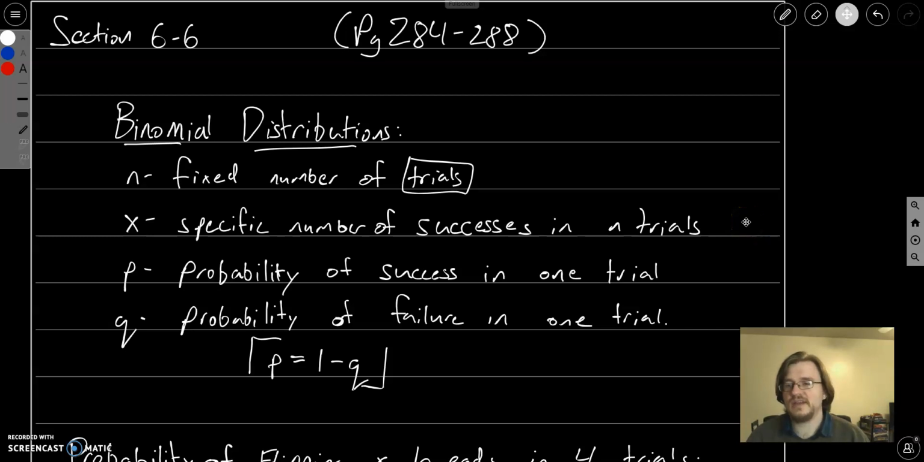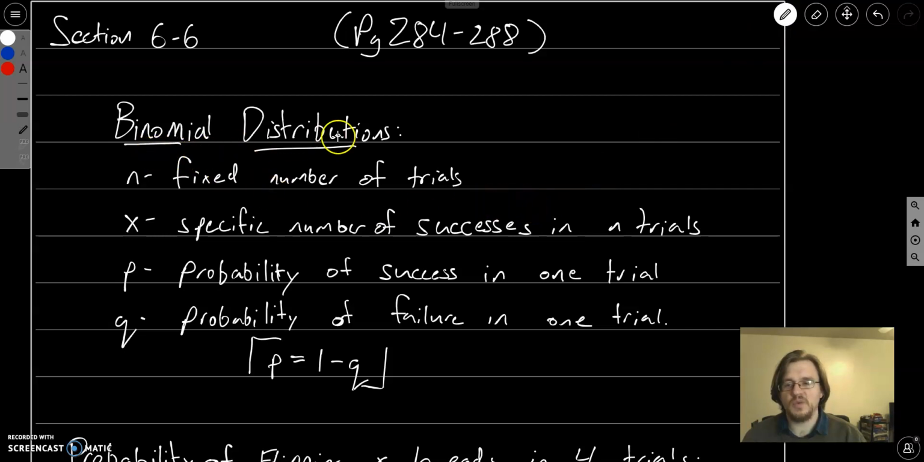Hello and welcome back. This will be the final section in Chapter 6, Section 6.6, and this is going to be about relating binomial distributions and normal distributions. In essence, they look very similar, and we can approximate binomial distributions using normal distributions.